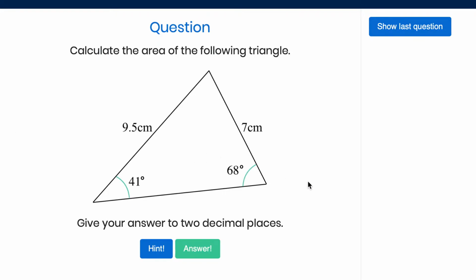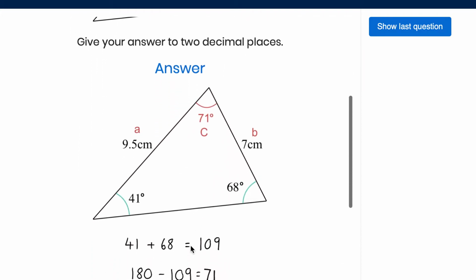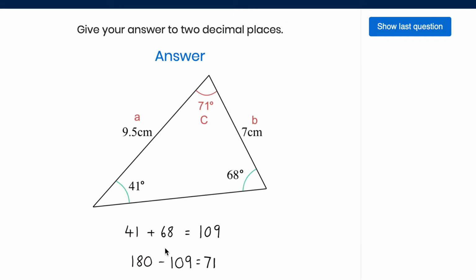Now where this catches people out is that they forget that the formula only works when the angle is between the two sides. Right now, we don't have the angle between the 9.5 centimeter side and the 7 centimeter side. However, we can use the fact that angles in a triangle add up to 180 degrees to find it. So to find the angle C, we must add the other two angles together first to get 41 plus 68 is 109, and then subtract 109 from 180 to get 71 degrees, which is our angle between the two sides.